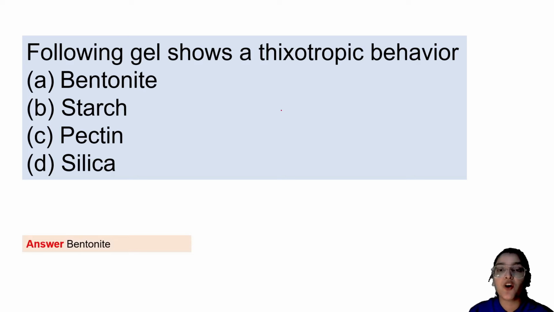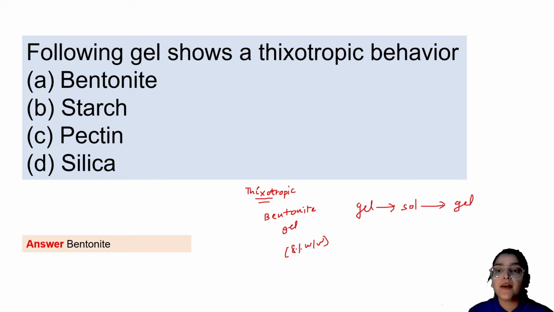Very correct. If you got it correct, you might remember that I have mentioned the example in the thixotropic systems that the bentonite gel, which was 8% weight by weight, was converted from gel to sol to gel. This process was actually slow, so that was termed as the thixotropic process. I hope you all have got this right.